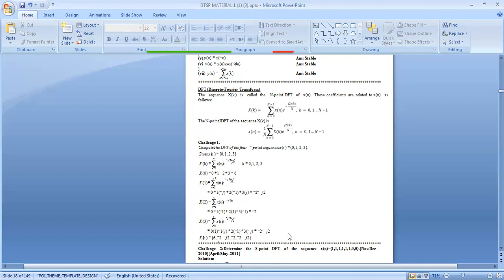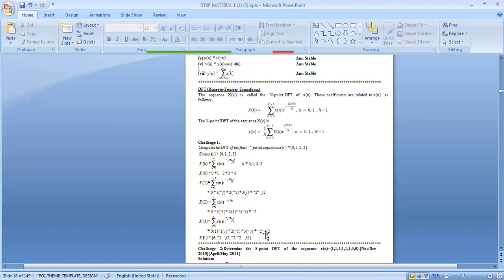If you are getting a complex answer in your expression, then obviously the next answer should be the complex conjugate of the value. For example, see over here, what is x of n? X of 1 is minus 2 plus j2. Similarly, the next complex value will be minus 2 minus j2. Okay, so this is about your expression.